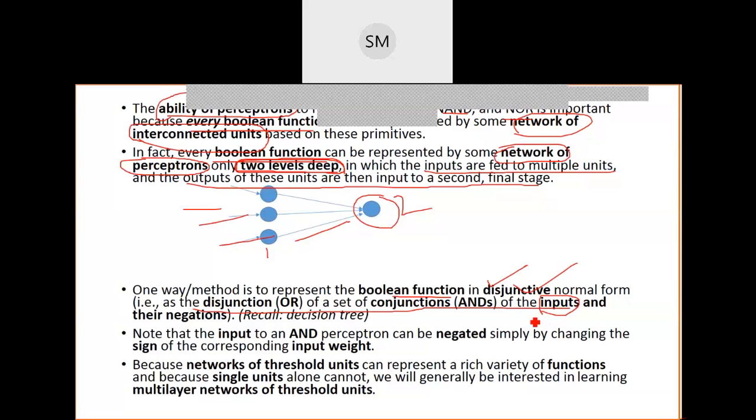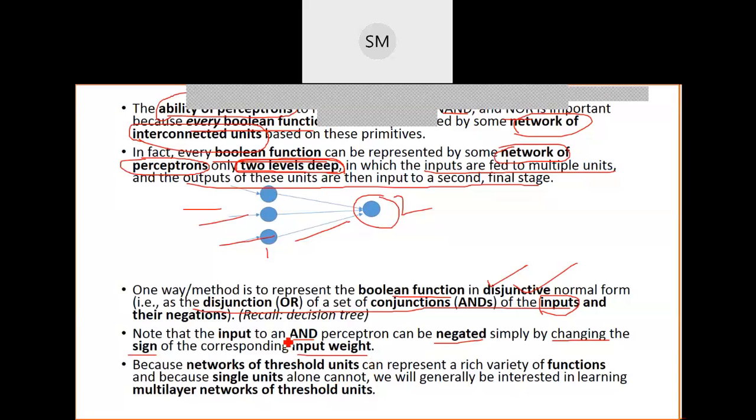In the AND operation, if we negate the input for this AND perceptron, then it will be a NAND perceptron, right? So we can easily negate the input of an AND perceptron. This input can be negated simply by changing the sign of the corresponding input weight. Just change the sign of the weight, then that input will be negated.